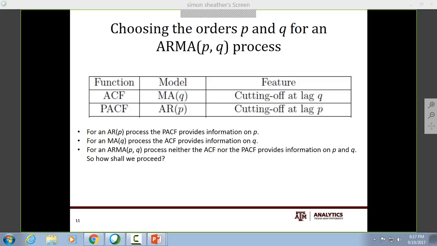Here's a table that I love, right? If the ACF cuts off at lag Q, then it's an MA process of lag Q. If the PACF cuts off at lag P, then it's an AR process of lag P. For an ARMA P,Q process, neither the ACF nor the PACF provides direct information on P and Q. So we're flat out of luck. So what shall we do? If you've looked at the notes, you'll see what we can do. Anybody got any ideas? Use your statistical modeling prowess. What would you do? Big picture, general.